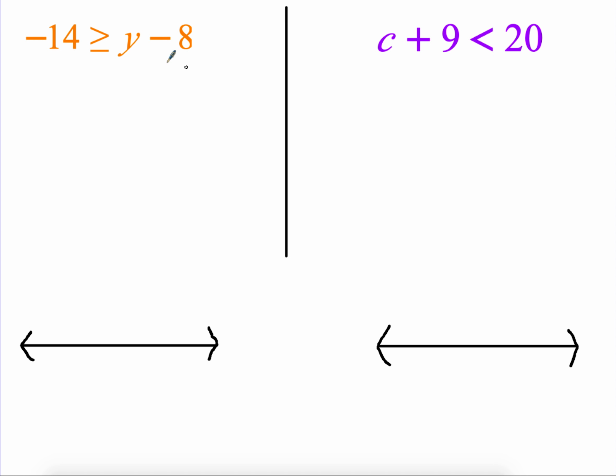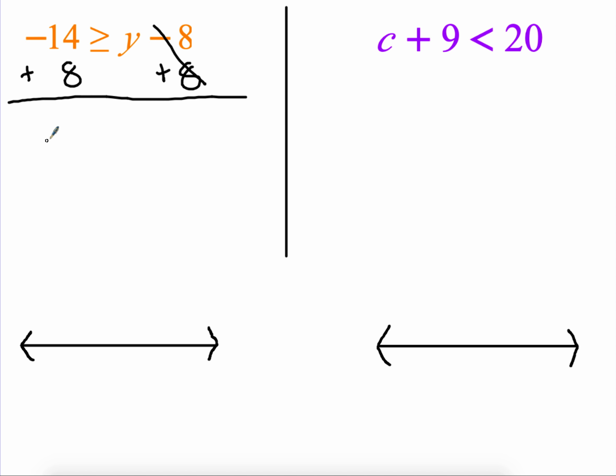Let's work on the one on the left. y minus 8. I need to get my variable by itself, just like before. To cancel out subtracting 8, I would need to add 8, because negative 8 plus 8 is 0. Whatever I do on one side of the inequality symbol, I have to do on the other. So negative 14 plus 8: I have a negative number and I'm adding a positive, so really I'm subtracting these numbers and keeping the sign of the bigger number.